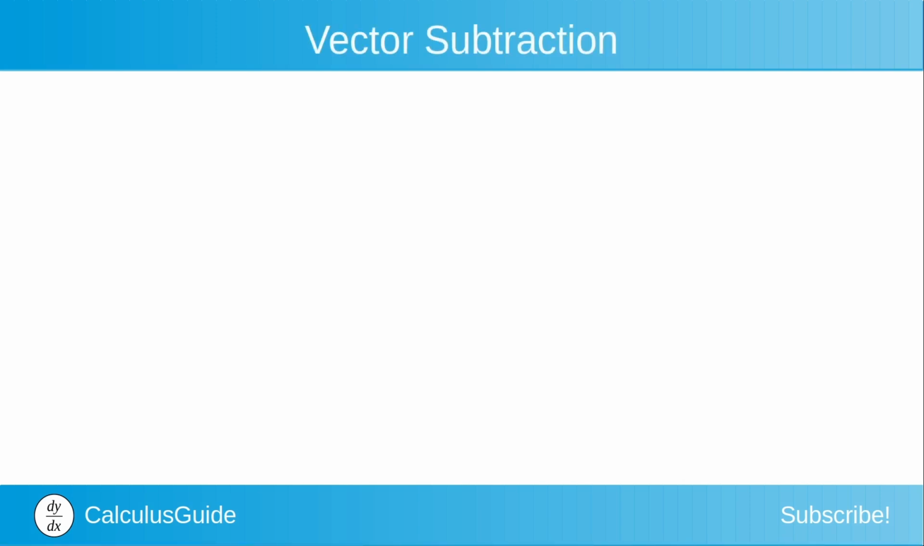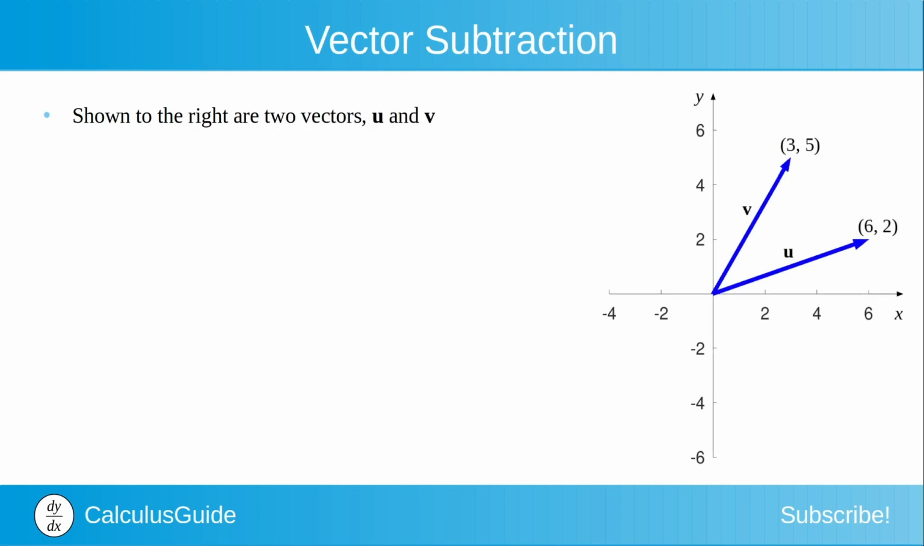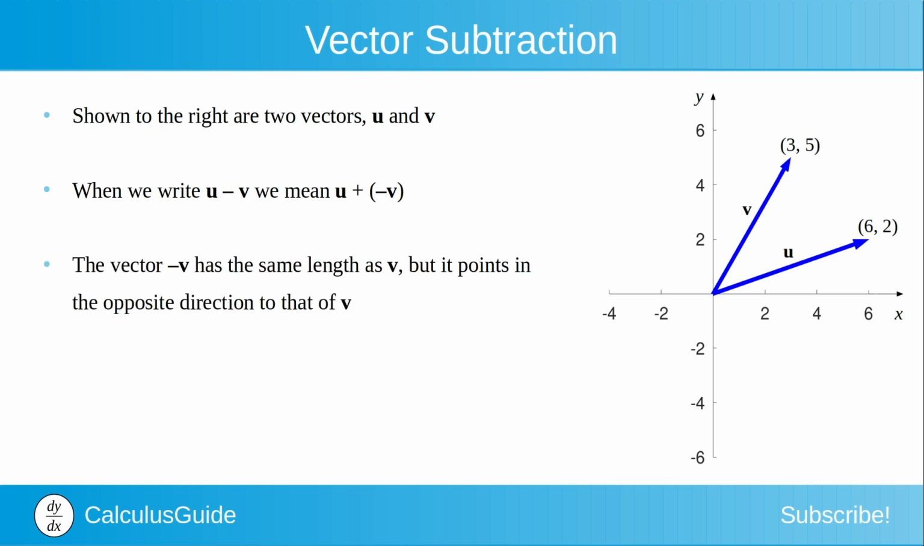I'm now going to demonstrate and explain vector subtraction. Shown to the right are two vectors, u and v. When we write the vector u minus the vector v, we mean the vector u plus the vector minus v. The vector minus v has the same length as v, but it points in the opposite direction to that of v.